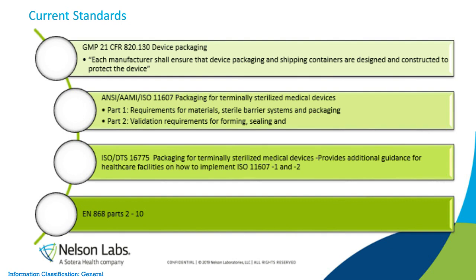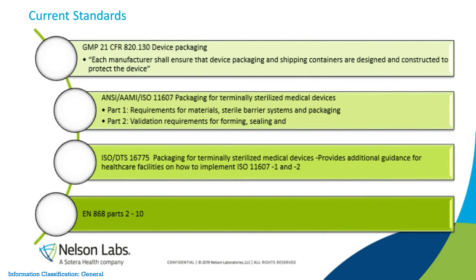There are two parts to this document. Part one is for the medical device manufacturers that identifies the requirements for the materials of the sterile barrier systems and the packaging process. Part two is the validation requirements for forming and sealing. The next document that we have is ISO 16775. This is currently being revised. It is a guidance document for the ISO 11607. And it has a lot of great information on how to meet the requirements.